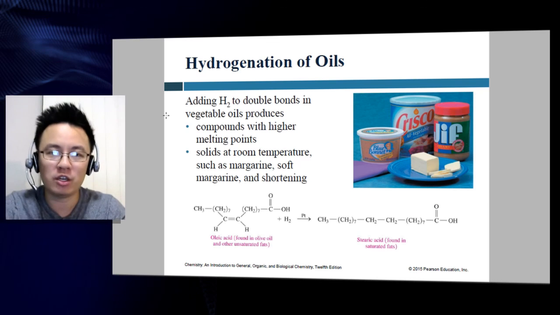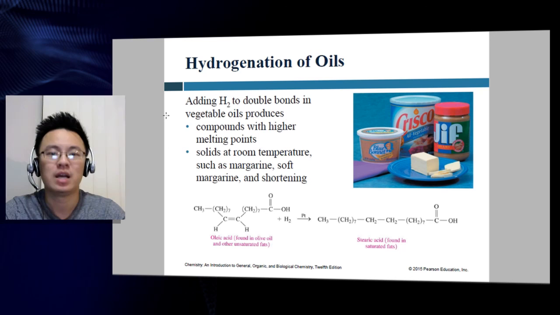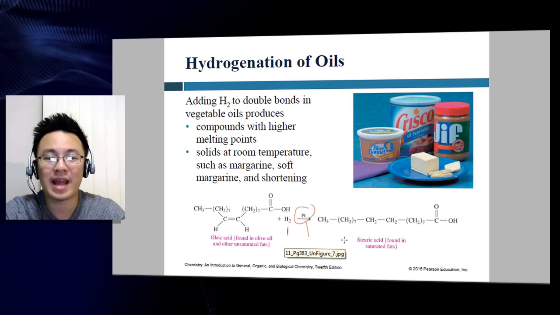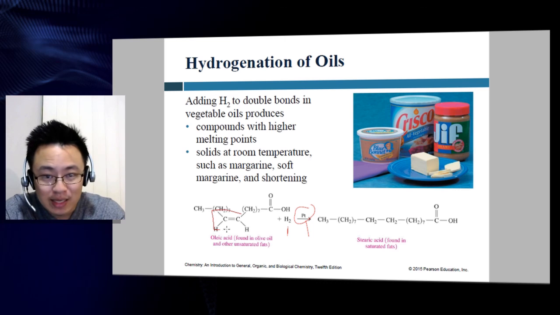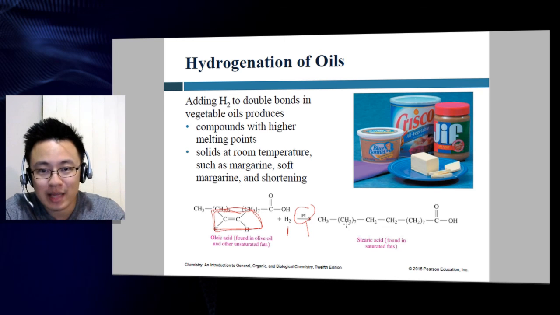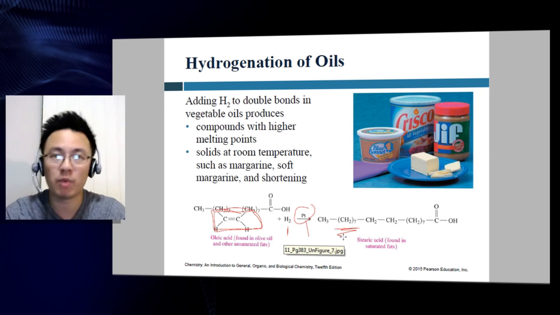Now, hydrogenation of oils: adding hydrogen gas to double bonds in vegetable oils produces compounds with higher melting points, and also solids at room temperature, such as margarine, soft margarine, and of course shortening. As you can see here, we have oleic acid that is found in olive oil. If we were to add hydrogen and insert a catalyst, in this case platinum, we can form stearic acid, and it completely saturates that double bond into becoming single bonds.